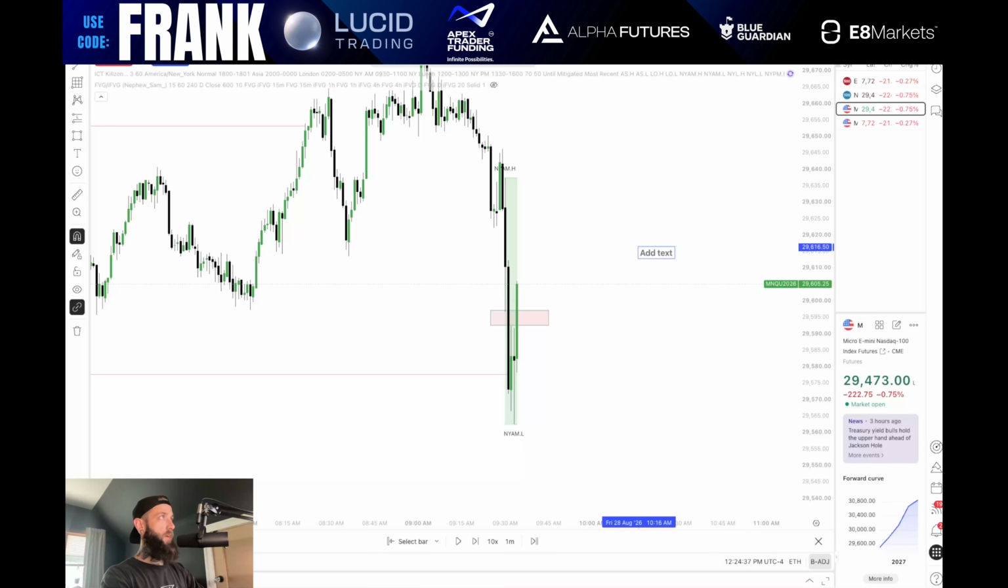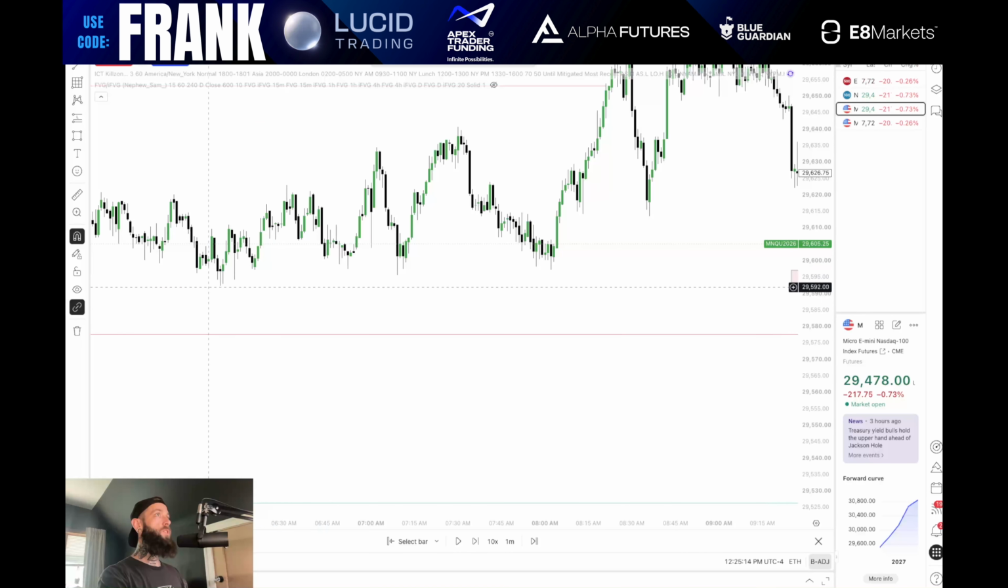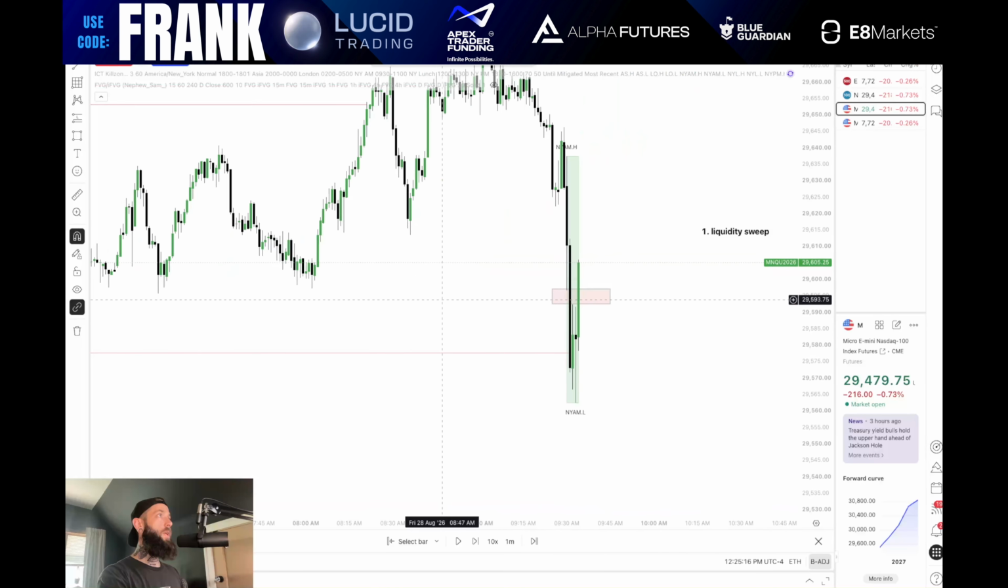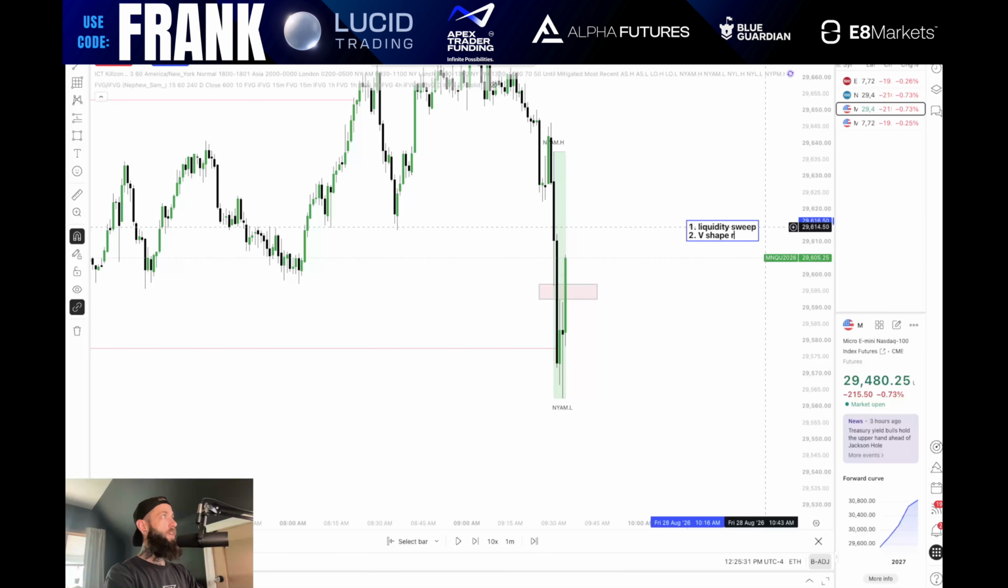So I'm going to put a little checklist down here so you guys can see what confluences I'm going to base this trade off. For one, we have a liquidity sweep. We took out a strong draw on liquidity that also had a bunch of low resistance liquidity resting in front of it. Number two, we had a V-shaped recovery.